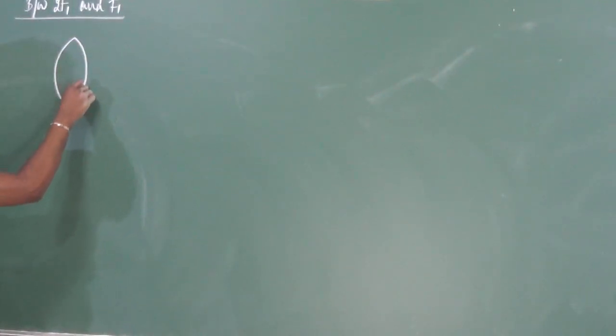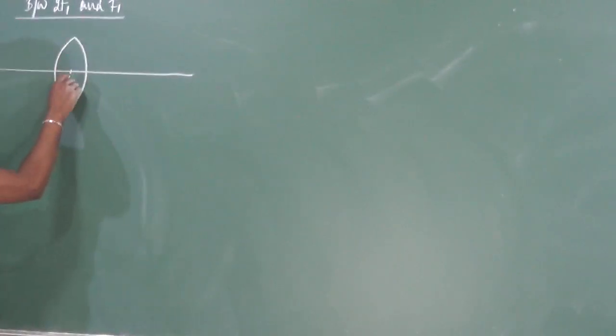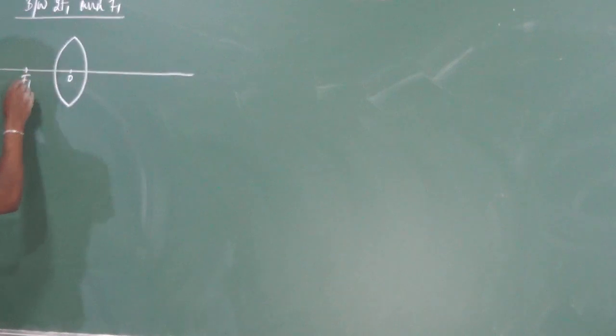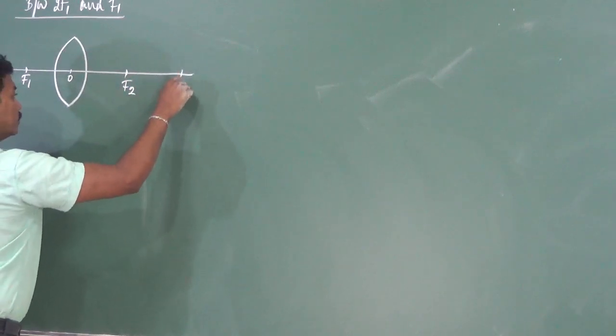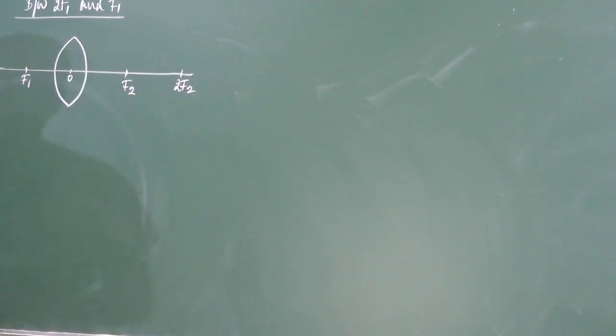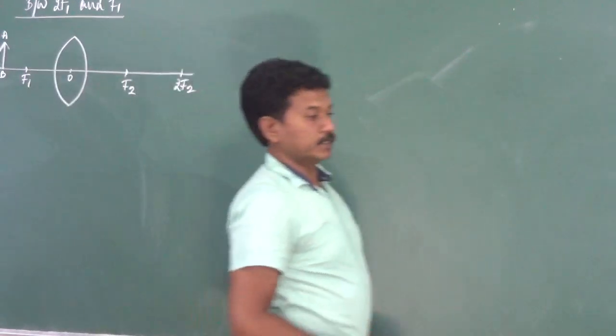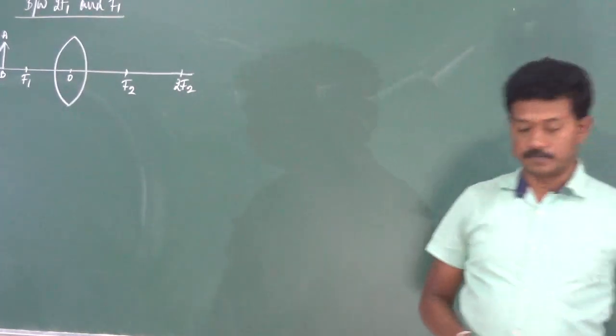So this is a convex lens. This is the principal axis. This is the optic center. This is F1 and this is 2F1. This is F2 and this is 2F2. Now, I am going to keep the object between 2F1 and F1, somewhere here. So let's see where the image is formed, how the image is formed.